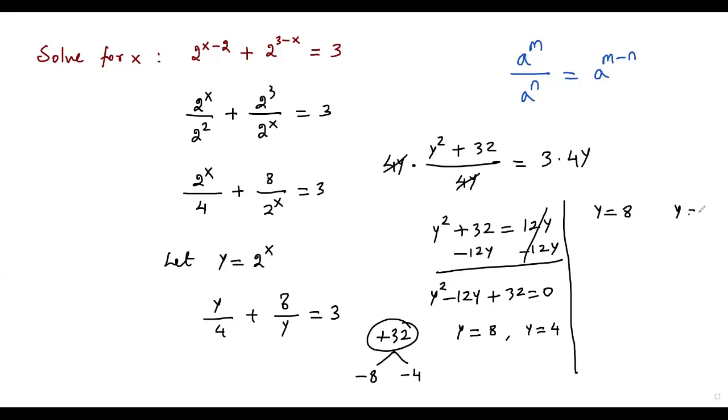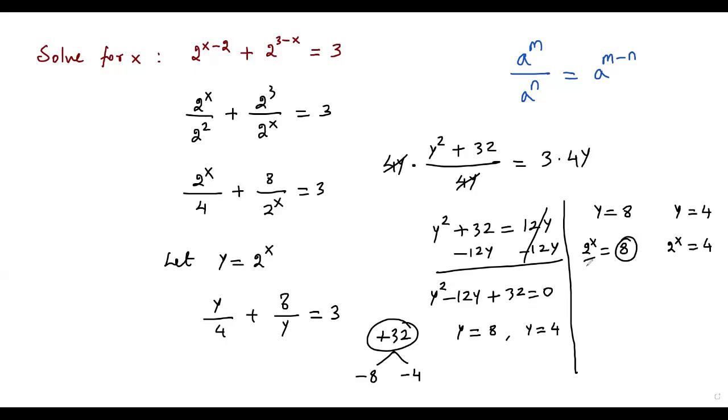Actually, y is a variable we introduced, so it has to be replaced by the original expression, 2 to the x power. Let me replace y in both equations by 2 to the x power. We get 2 to the x power equals 8, and 2 to the x power equals 4. To solve for x in the exponent of an equation, we always have to get the same base on both sides. Once we have the same base on both sides, we can equate the exponents and solve for x. Here we have base 2.